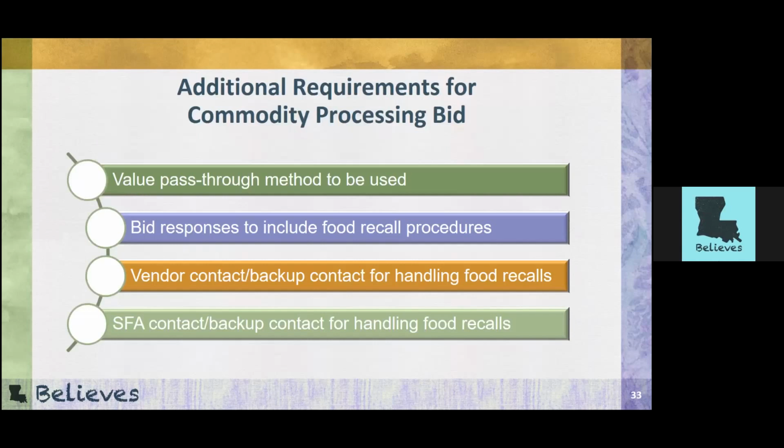If you're doing a bid for commodity processing, you must indicate what value pass-through method will be used. And there has to be a provision for information in your bid and responses for food recall procedures. USDA requires that the vendor provide contact information and backup information for 2 people that will handle food recalls. And the SFA must also have a person and a backup person for handling food recalls. We've had a number of findings on procurement reviews for not including this information in their procurement plan.